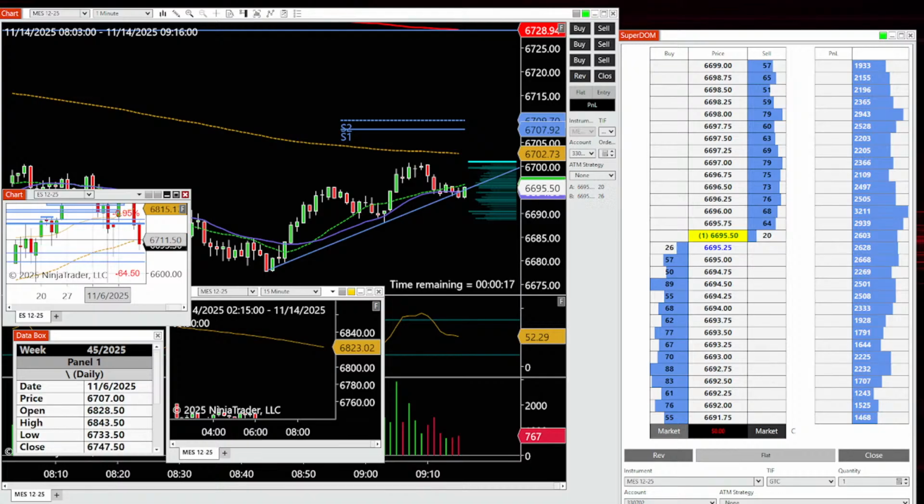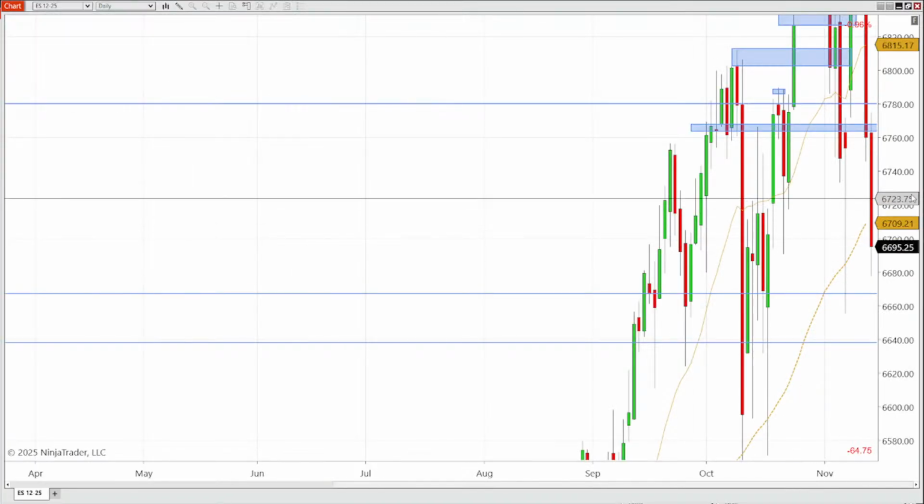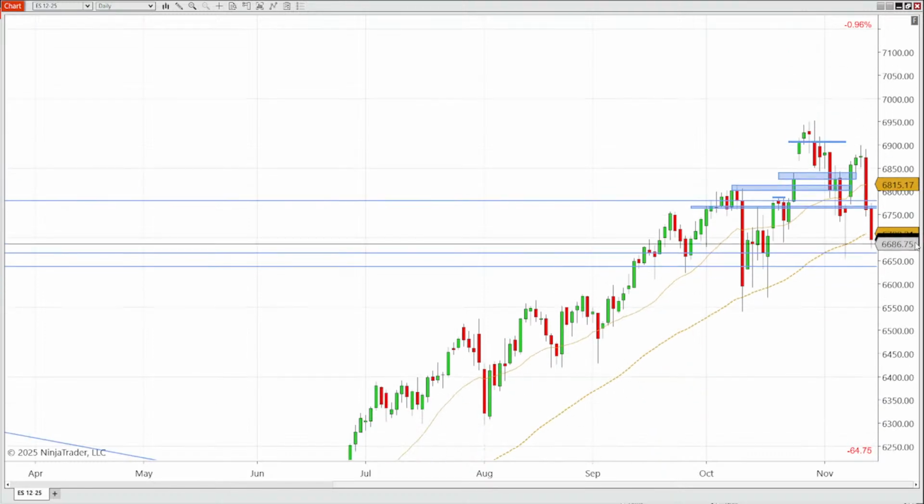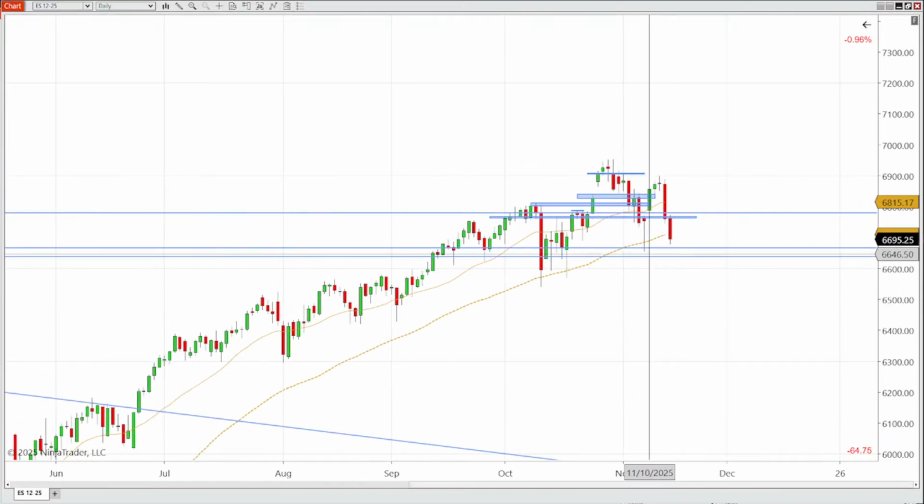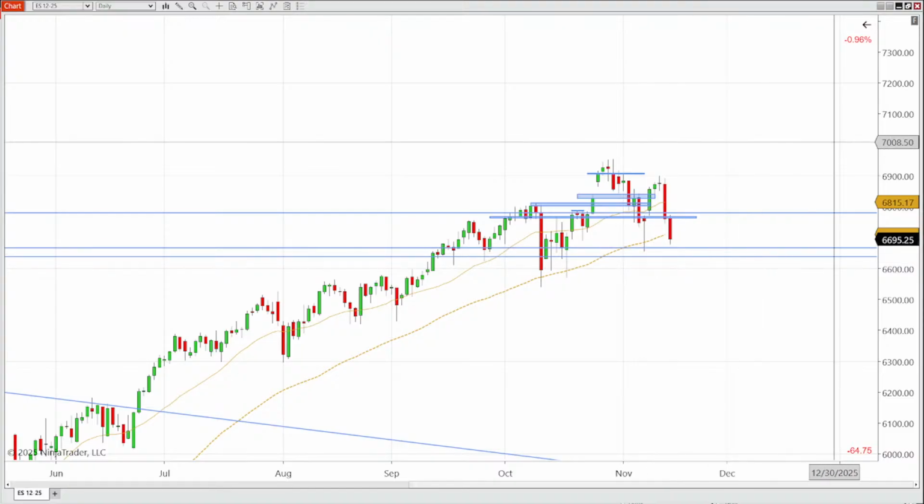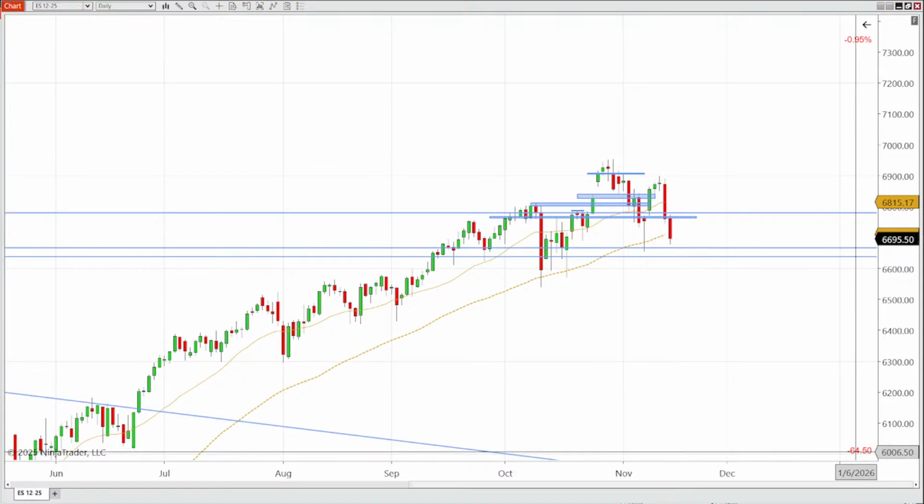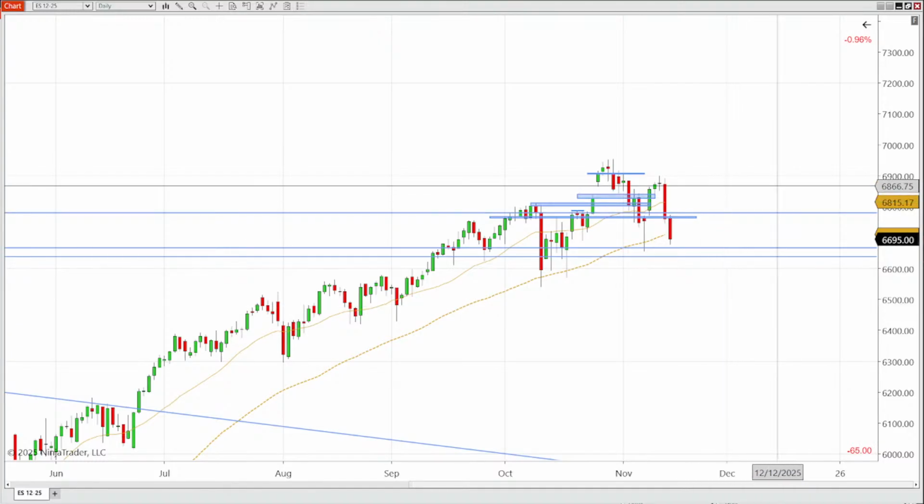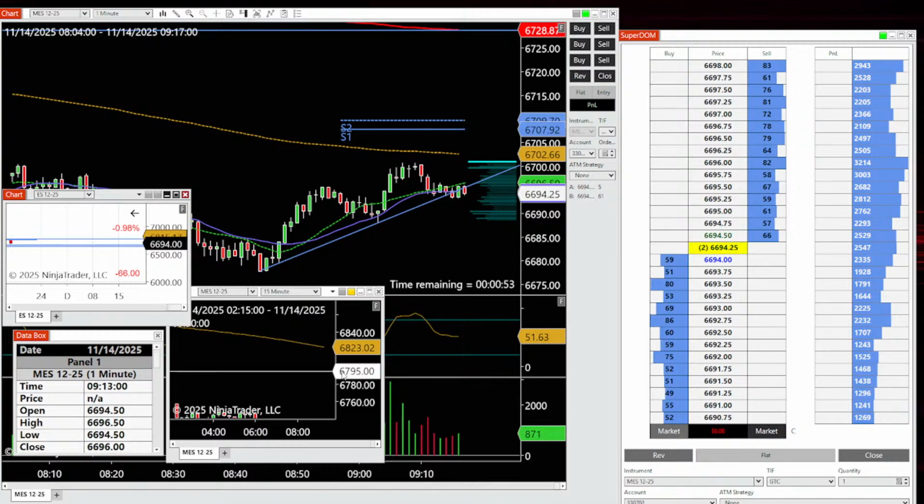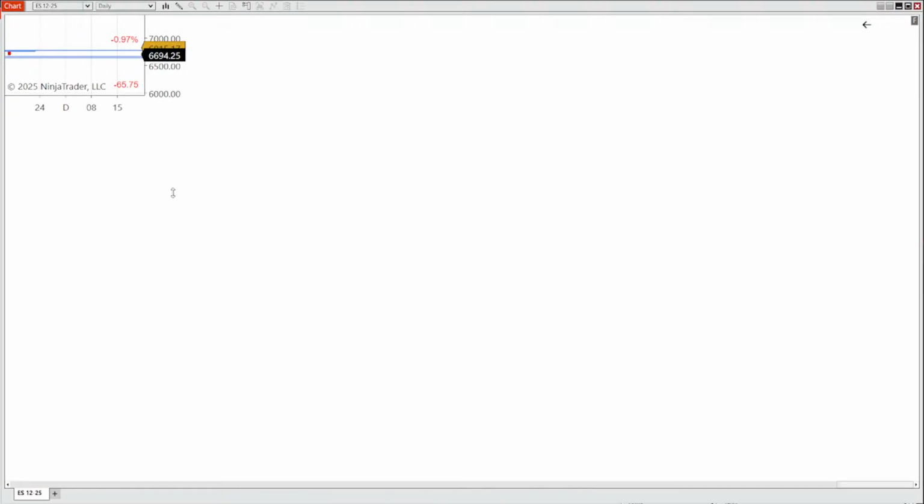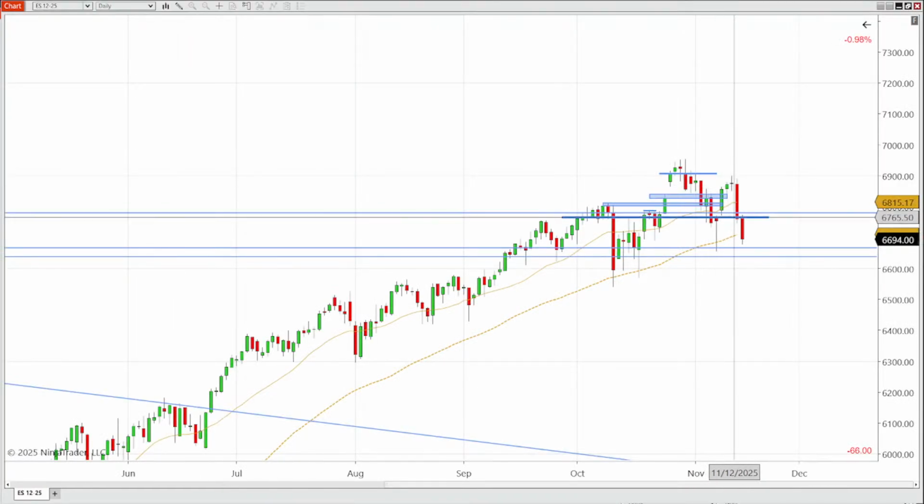Looks like we came down to test the low, previous day's low. Right now we're down 64 points from yesterday's close. On the daily chart. Hold up, this is the daily chart. Down 64 points from yesterday's close.